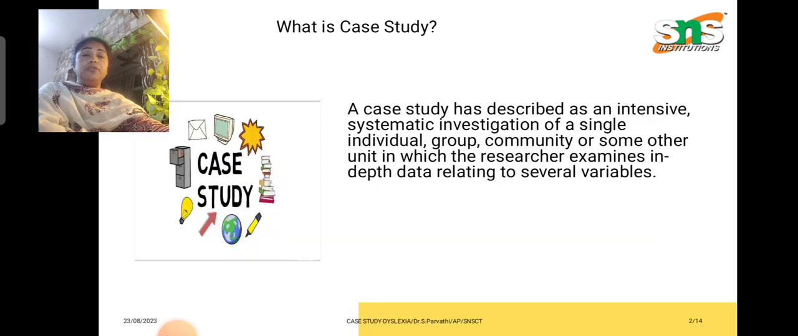Before going to my topic, I just want to share what a case study is. A case study is described as an intensive, systematic investigation of a single individual, group, community or some other unit, in which the researcher examines in-depth data relating to several variables.